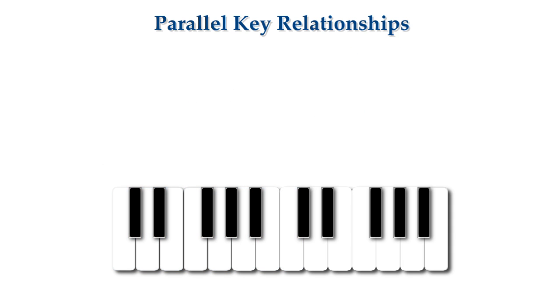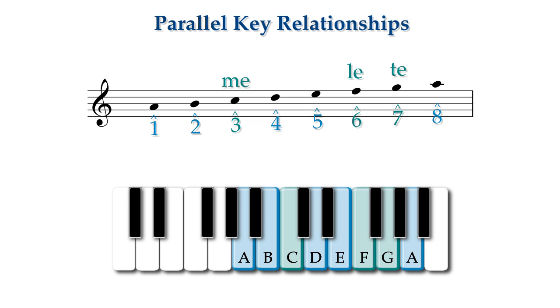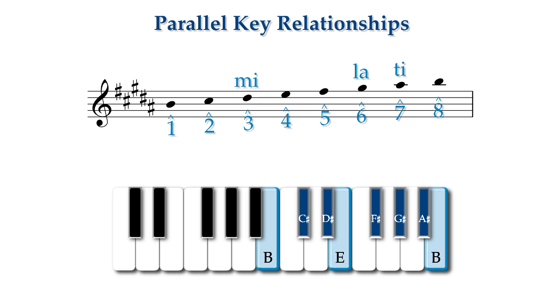Let's look at a few more parallel key relationships. A minor has no sharps and no flats. To change it into A major, I just add 3 sharps. Voila, A major. If I know that B major has 5 sharps, I can erase the last 3 sharps and I can make B minor. The last 3 sharps in a major key signature are always la, mi, and ti.